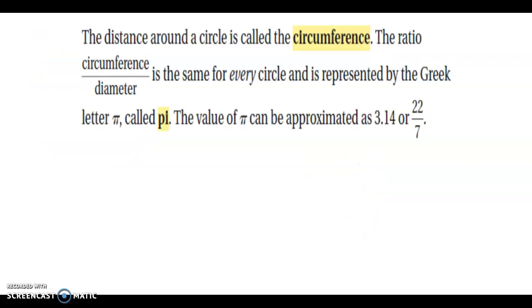The distance around a circle is called the circumference. The ratio circumference over diameter is the same for every circle and is represented by the Greek letter pi. So whenever you see that little symbol, that's pi. The value of pi can be approximated by 3.14 or 22 over 7. Now we're going to use 3.14 most of the time. It's easier. That's what you have to use to be able to get the answer correct in big ideas, so make sure you're using 3.14.